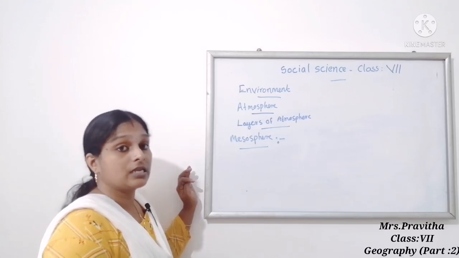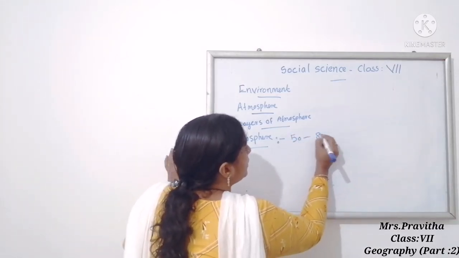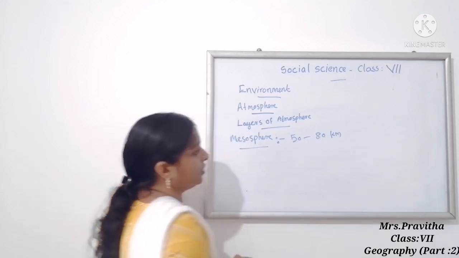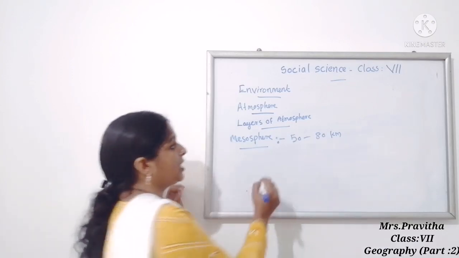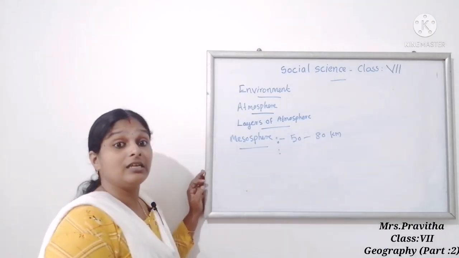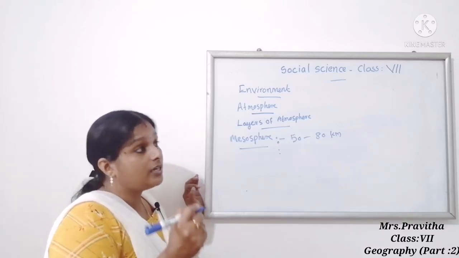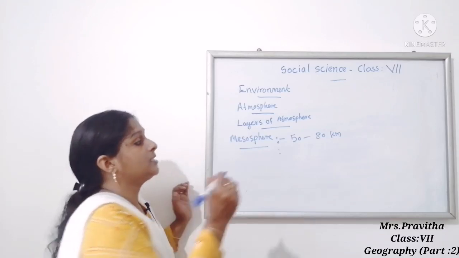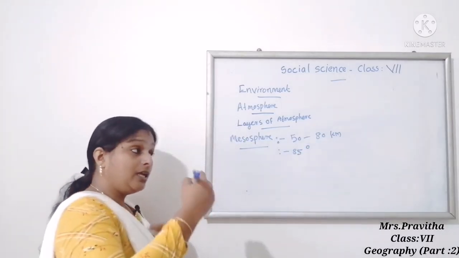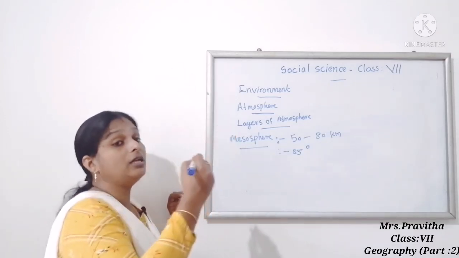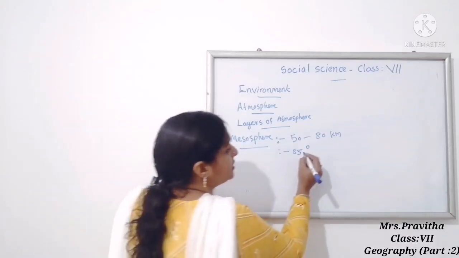Above the stratosphere, the next layer is the mesosphere. Mesosphere extends 50 to 80 km. Then we want to know about the temperature. In this layer, temperature decreases as per the increasing height, and it will become minus 85 degrees Celsius. So what about the temperature? As per the increasing altitude, temperature decreases and it will become minus 85 degrees Celsius.